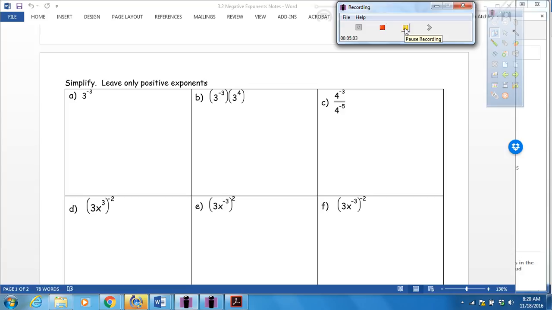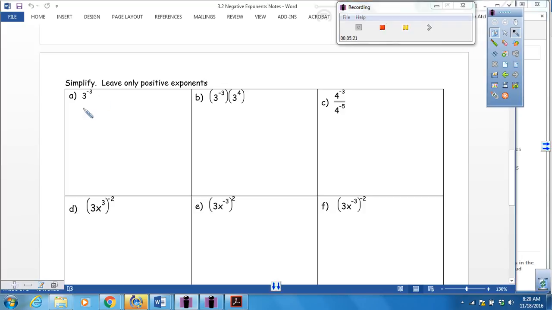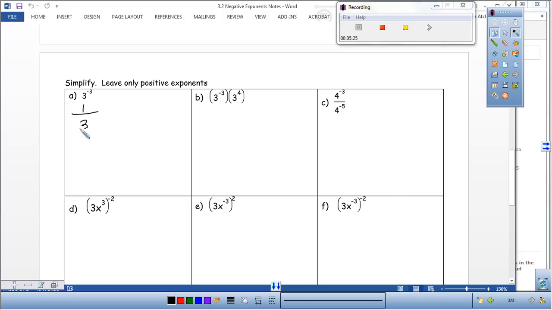Okay, so let's get to the first one. Where's 3? Not here today? Okay, Trinity, what did you get for the first one? Very good. So this should be 1 over 3 cubed, which is 1 over 27.